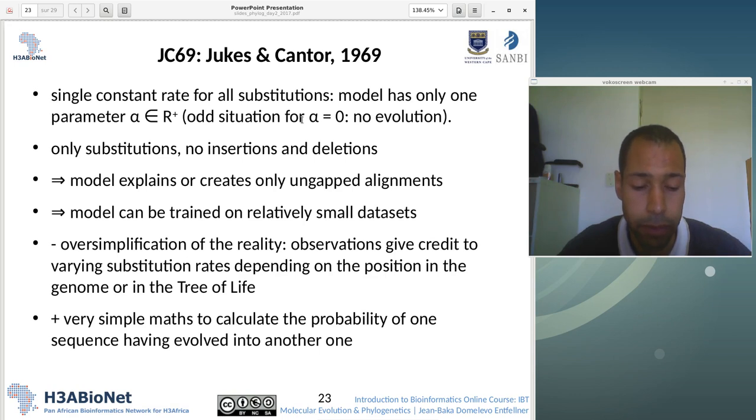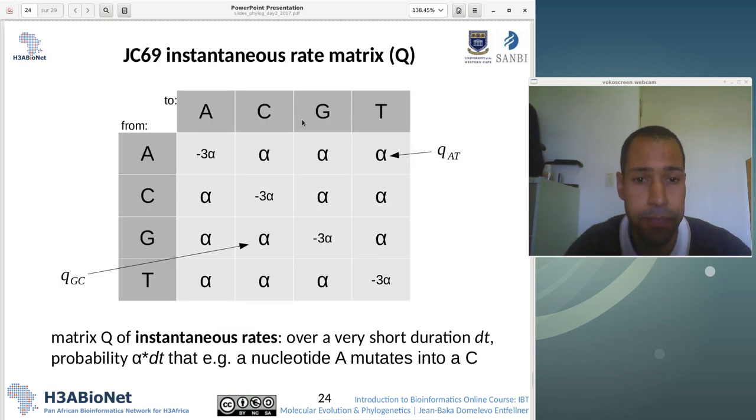Okay, but nevertheless, this model gives results that are not too far from the results given by better models in many cases. And it has very simple math to calculate the probability of one sequence having evolved into another one, and that's why I decided to show for this introductory course this simplest model of evolution.